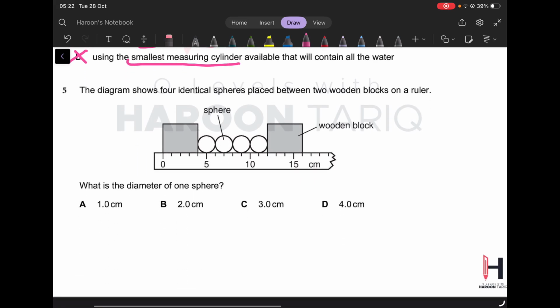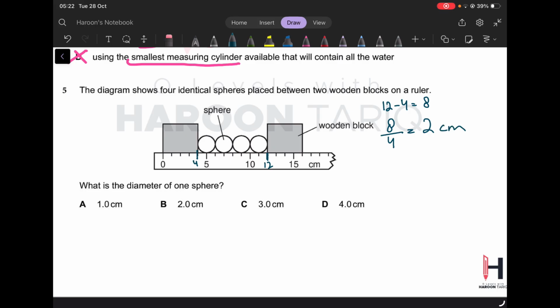Next, the diagram shows 4 identical spheres placed between 2 wooden blocks on a ruler. What is the diameter of one sphere? So there are multiple ways of solving this. For example, I can take this reading, which is 12, and I can take this reading over here, which is 4. I can take the reading for 4 of these combined. 12 minus 4 would be equal to 8. Now because this is the length of 4 of these spheres, 8 divided by 4 would give me 2 centimeters.